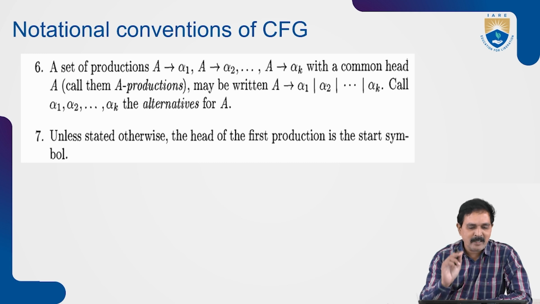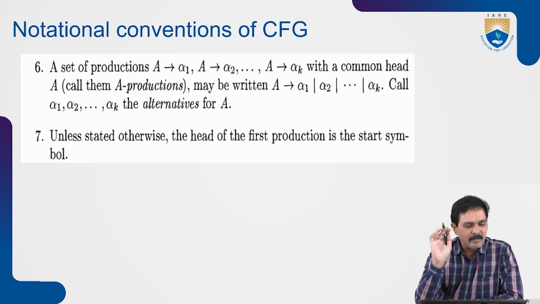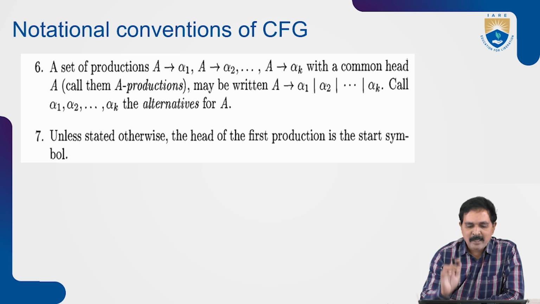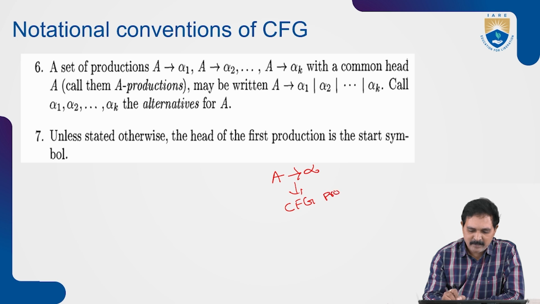In summary, what is the notation format for describing a context-free grammar production? Earlier, I took the simple idea A implies alpha. This is called a context-free grammar production.